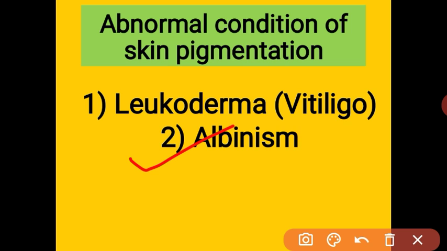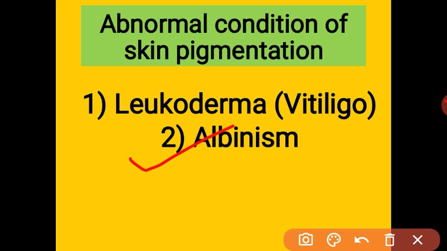And second is albinism. Albinism is a complete loss of pigmentation of the skin all over the body. It means all the skin becomes whitish, including the hair, eyebrows, eyelashes, even the iris. This condition is called albinism. The person looks pinkish because of the underlying blood capillaries, since there is no melanin pigment. When both husband and wife are albino, they will produce all albino children, because it is hereditary. It is transferred from one generation to another.